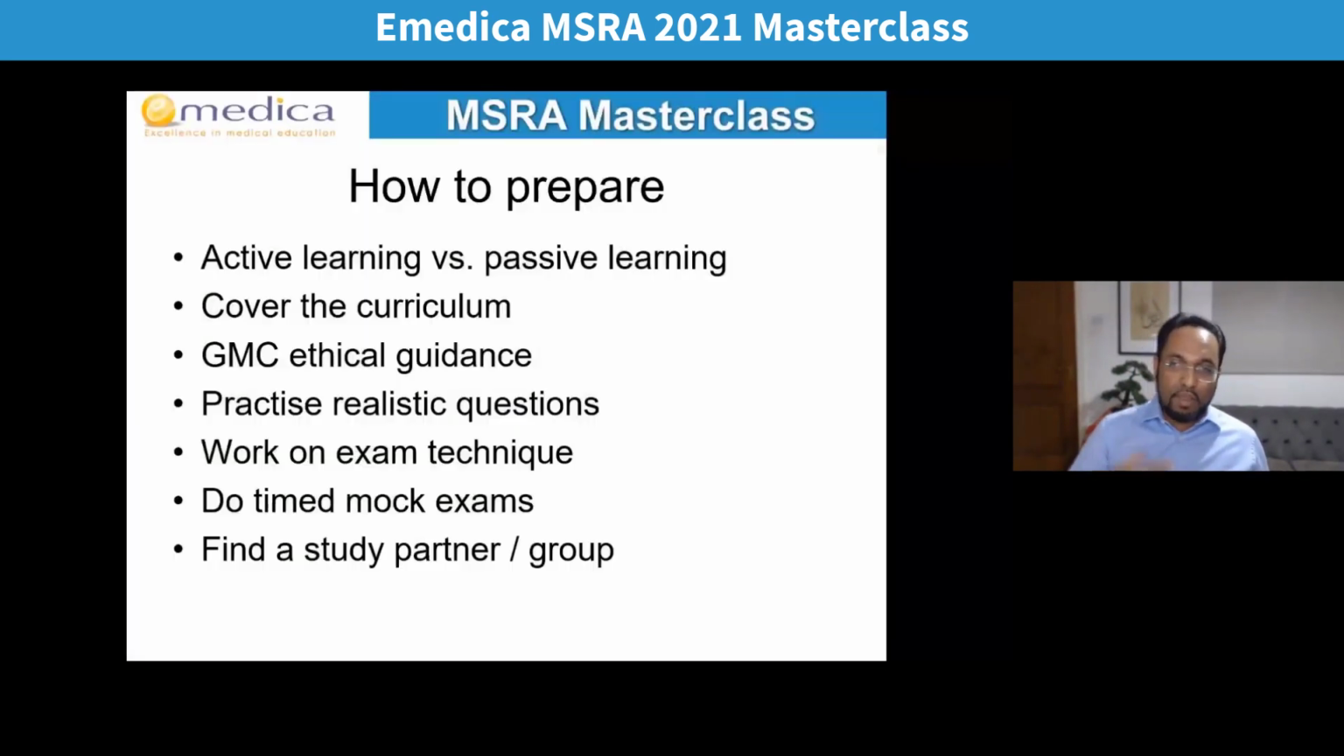So how are you going to prepare effectively? A lot of it's the opposite. We talked about earlier active learning versus passive learning. You want to allow enough time to cover the curriculum. You want to have a good understanding of GMC ethical guidance and how it applies to scenarios a junior doctor might encounter. You want to practice those realistic questions and work on exam technique. And you want to do timed mock exams. We've got full timed mock exams, 3 for the clinical, 1 full one for the SJT, and then timed mini mocks on our online revision.